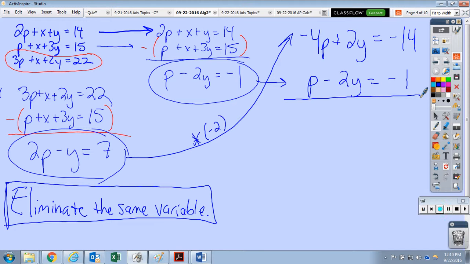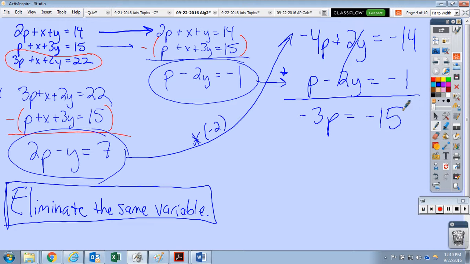And now you notice that the y's would cancel. So now I'm adding, right? This is addition. I don't have to put parentheses because it's addition. So then -4p plus p would be -3p. And then this equals -14 plus -1, which is -15. So just be very careful. If they have the same sign, it's addition. Negative, right? That's the same sign, addition.